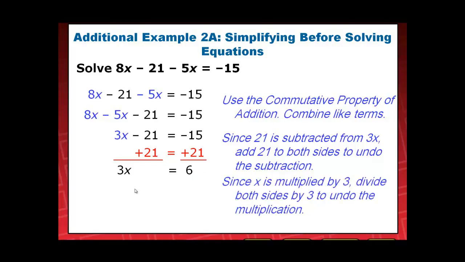Now, what is the relation between 3 and x? It's multiply. So to undo the multiplication, we will divide. So we will divide both sides by 3. 3 divided by 3 is 1, and 6 divided by 3 is 2. The answer is 2. Okay, let's go next.